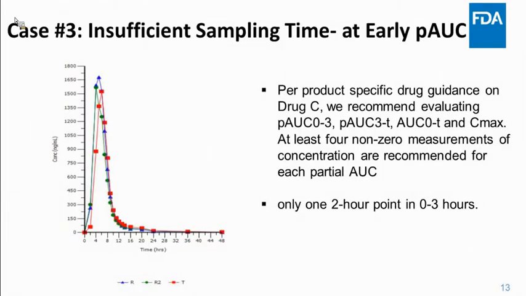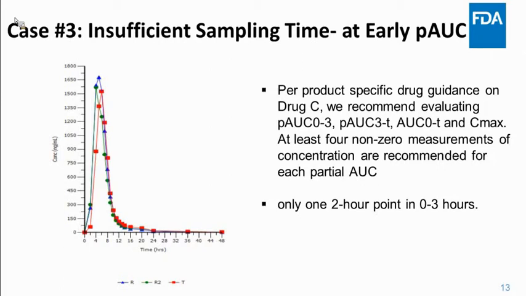So case 3, insufficient sampling time at early partial AUC. Per product-specific drug guidance on drug C, we recommend partial AUC in BE evaluation. For this one, we recommend partial AUC 0 to 3 and 3 to T. At least 4 non-zero measurements of concentration are recommended for each partial AUC.